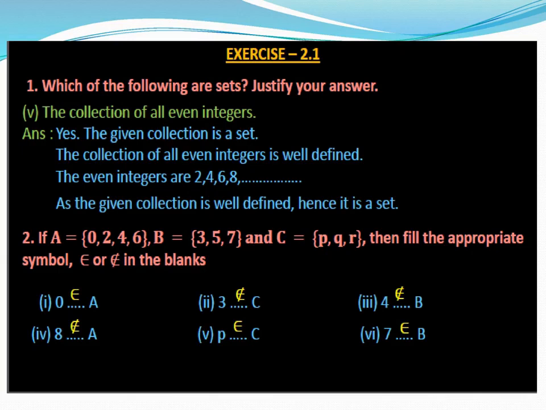Then small p dash C. In set C, the elements are p, q, r. So we write the appropriate symbol, belongs to. p belongs to C. Next, 7 dash B. B contains 3 elements. What are they? 3, 5, 7. So 7 is also present in B. So we write 7 belongs to B.